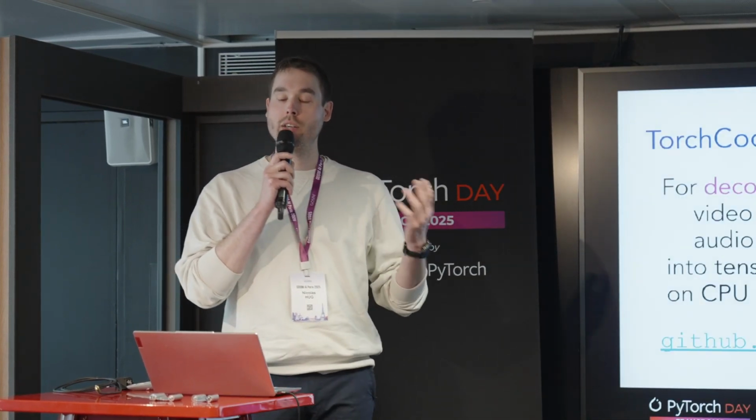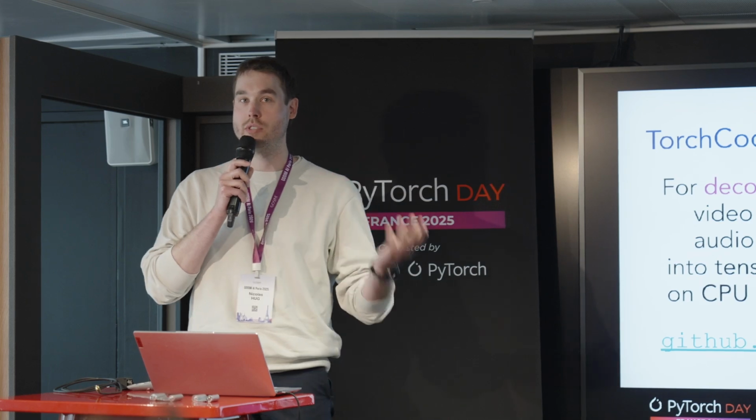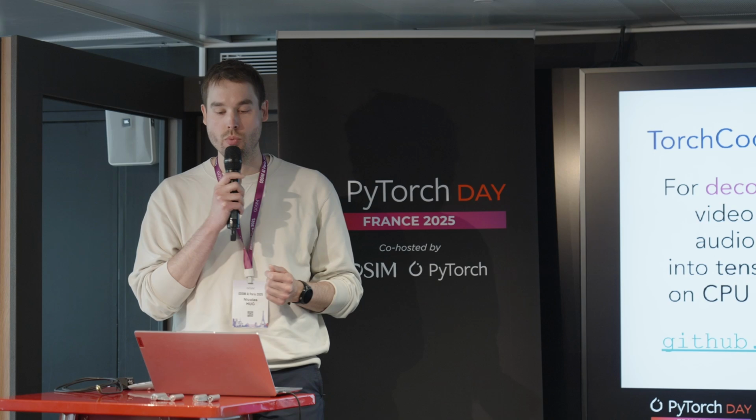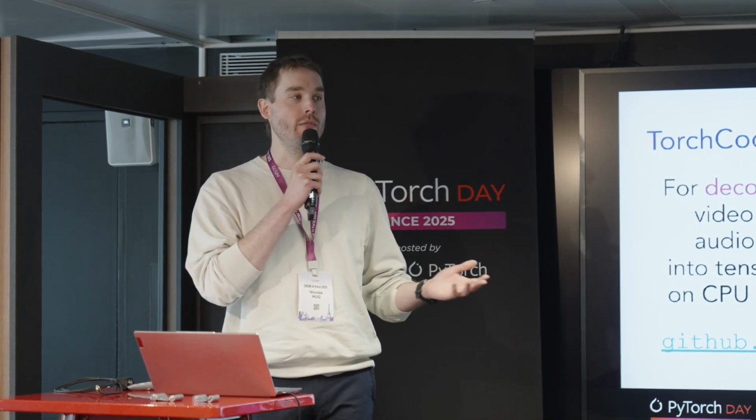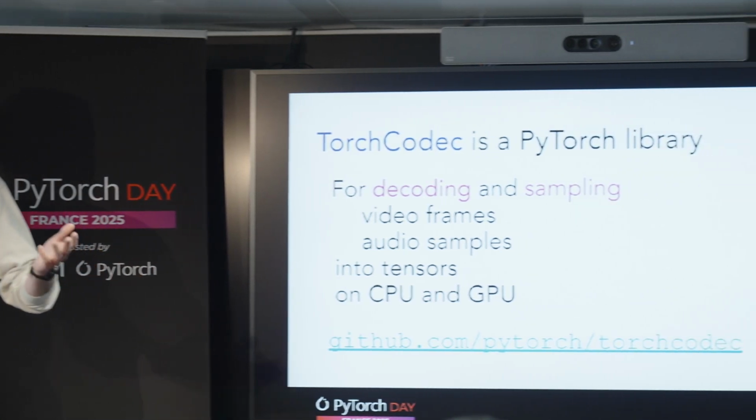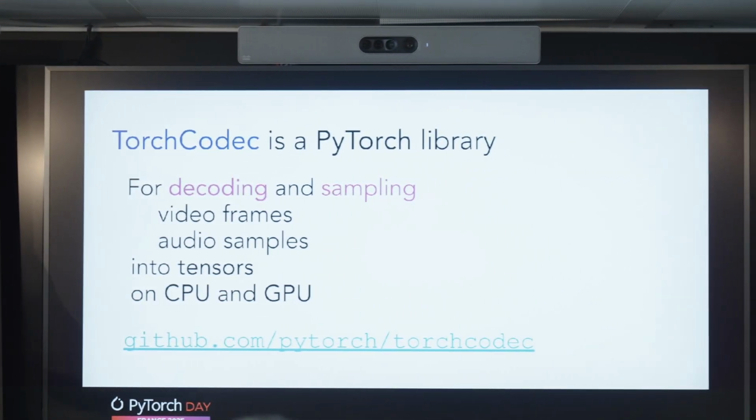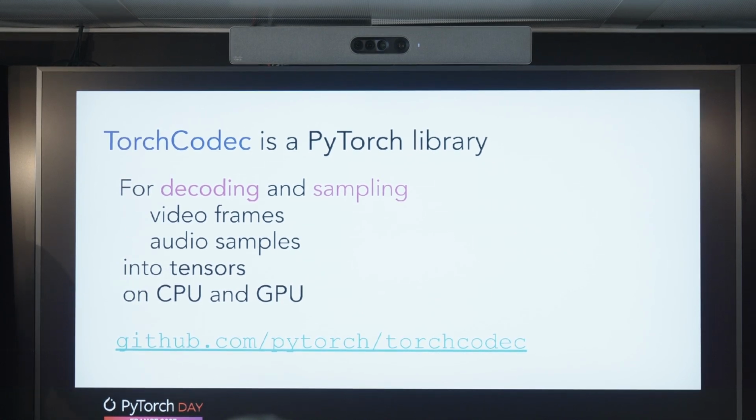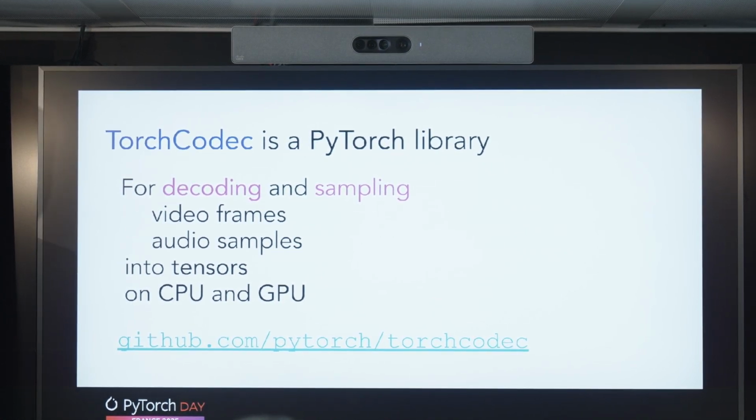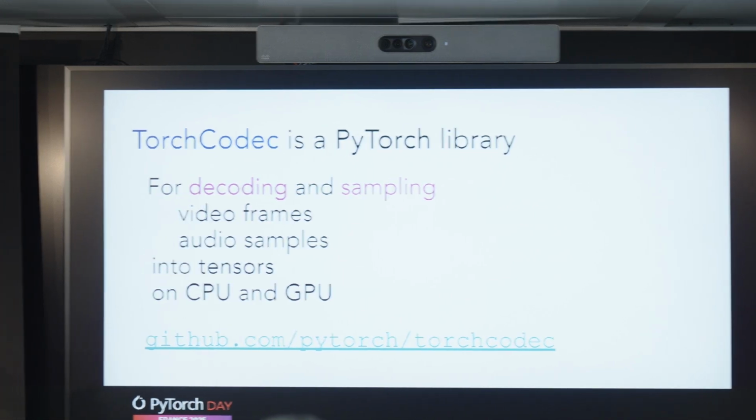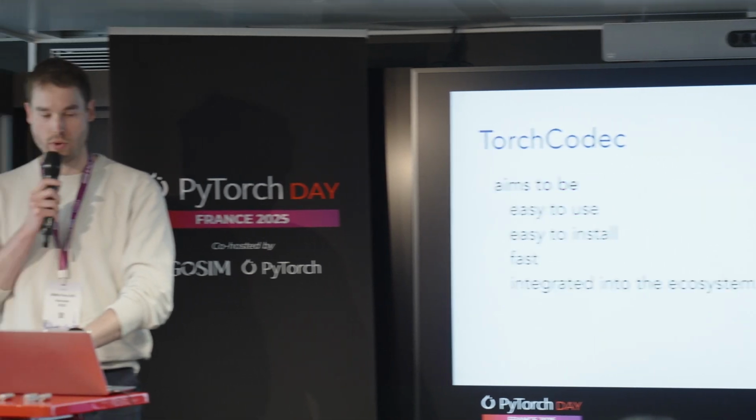So TorchCodec is a PyTorch library. It's about decoding and encoding. For now we only support decoding, but encoding is in the works. It's about decoding video and audio data. So you feed TorchCodec a video file or some audio from the web, a URL or anything, and you get a nice decoded PyTorch tensor as output. We do that on CPU. We also support GPU as well. So we have this GitHub repo that you can check out if you want.